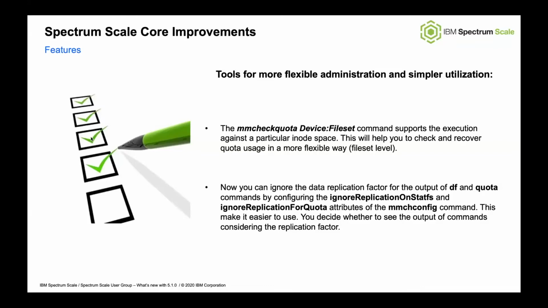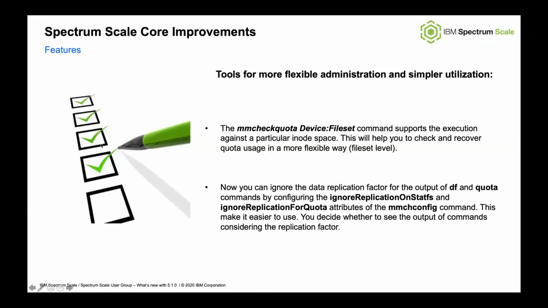Now, you can ignore the data replication factor for df and quota commands by configuring a couple of attributes: ignore replication on statfs and ignore replication quota. So it's on you. You decide whether to include the replication factor in the data estimation or not.